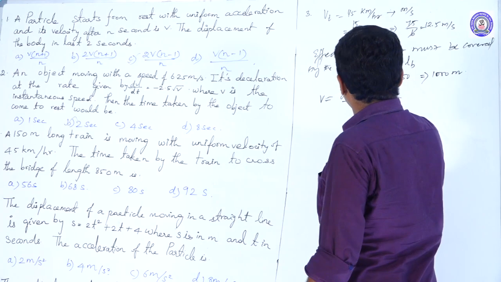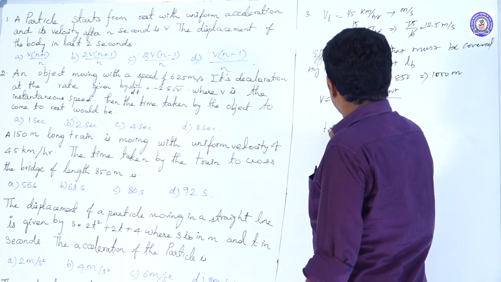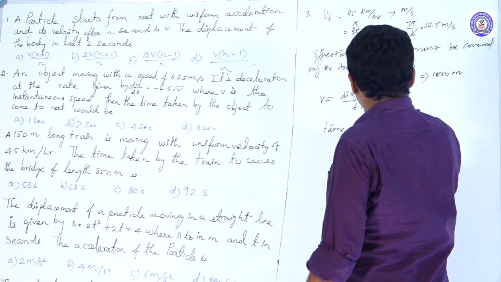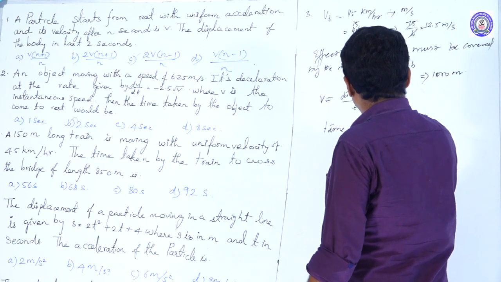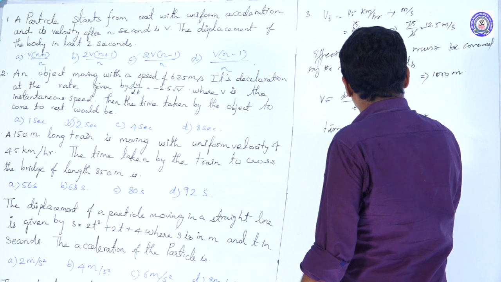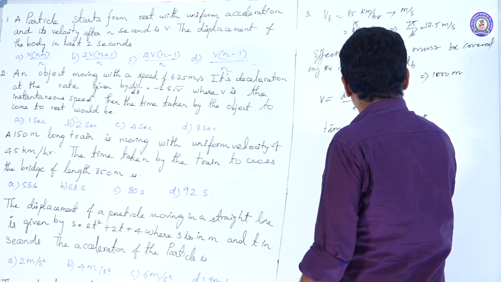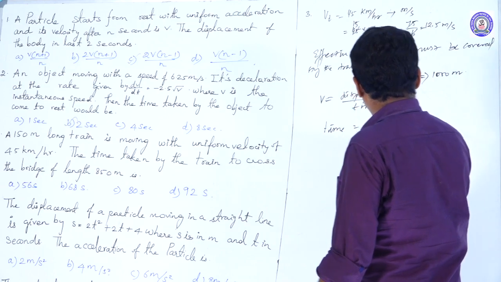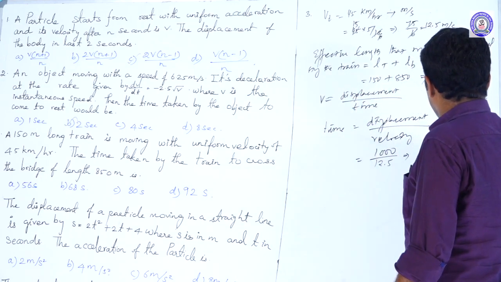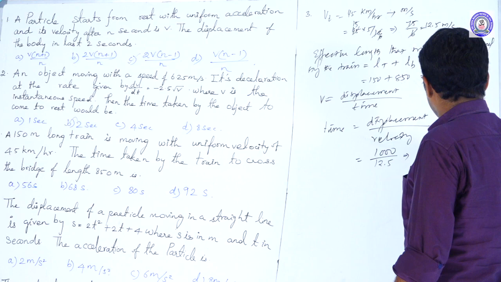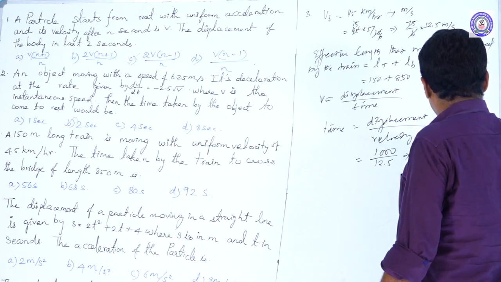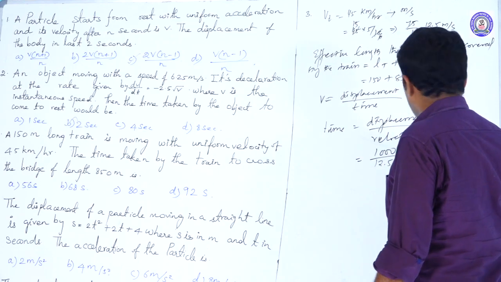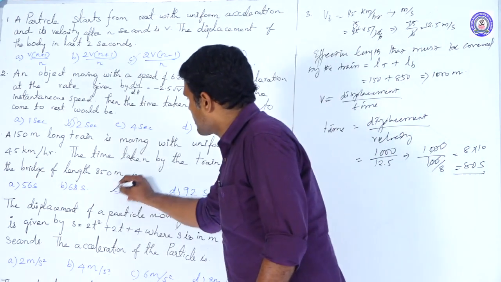Now to calculate time taken, you know the formula: velocity equals displacement by time, effective displacement. So time equals displacement by velocity. Displacement is 1000 meter. Velocity in meter per second is 12.5. Simplifying this, you will have 100 by 8. So 8 into 10, 80 seconds. So the train takes 80 seconds to cross the bridge.